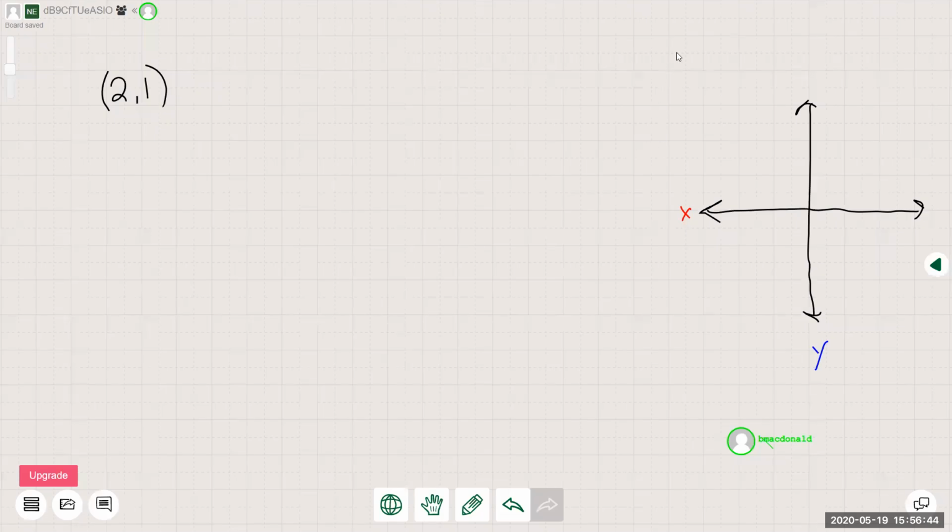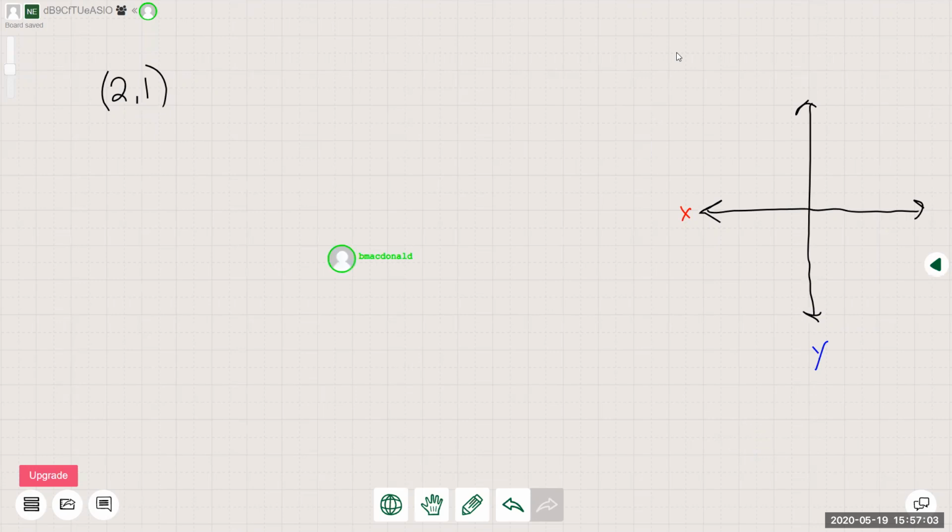For this video, we're going to look at finding slope from an ordered pair. First, I want to take a look at an ordered pair so that we can refresh on the components and how you even graph one. So let's take a look at this ordered pair, 2, 1.